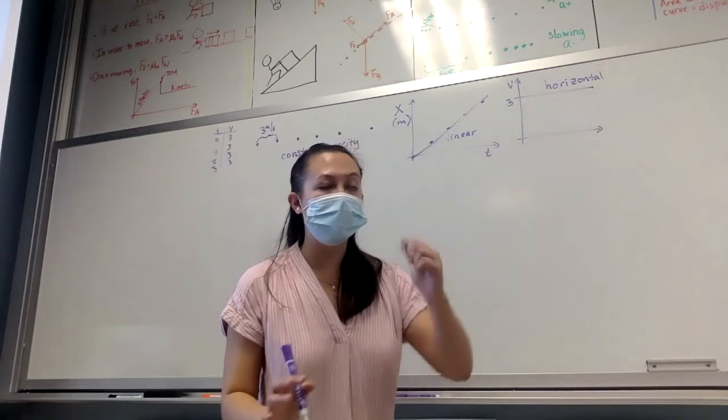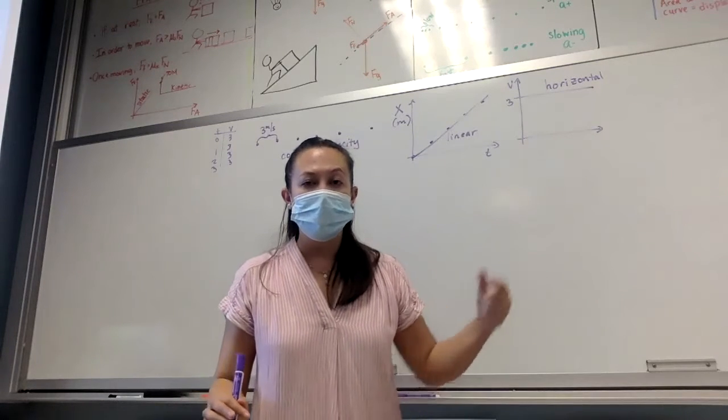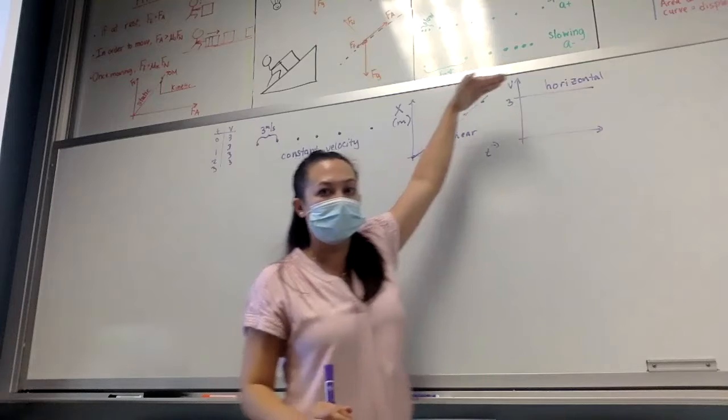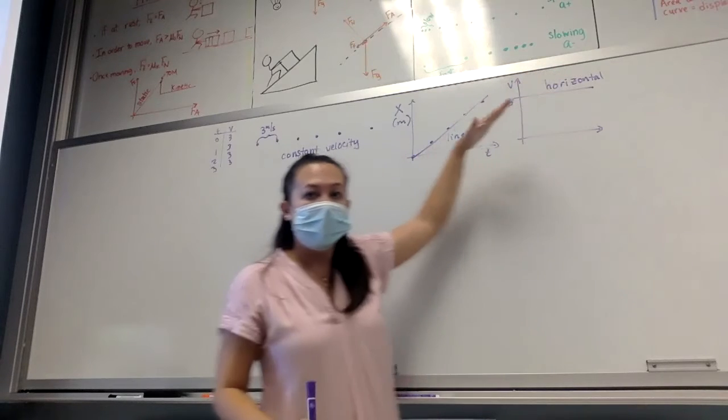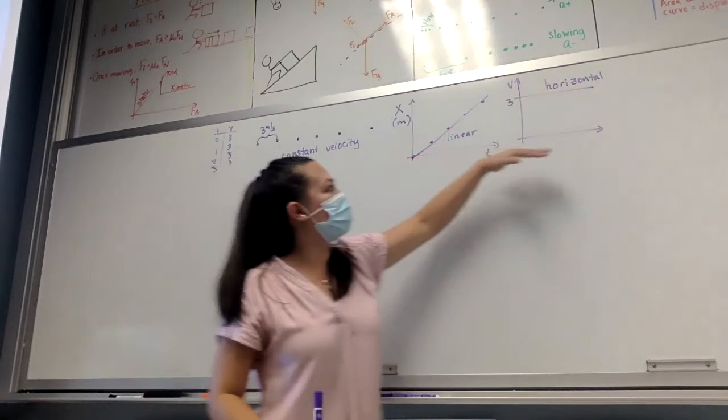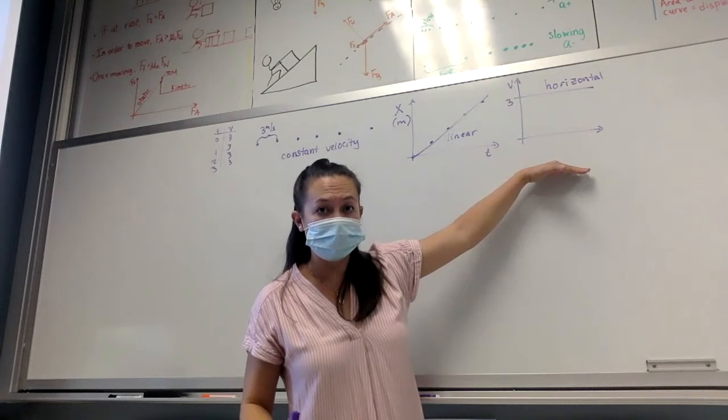I'm not going to draw out the no motion or the backward motion. No motion would give you a horizontal graph at the origin. Backward motion would give you a horizontal graph below the origin.